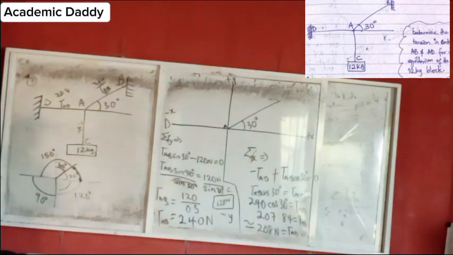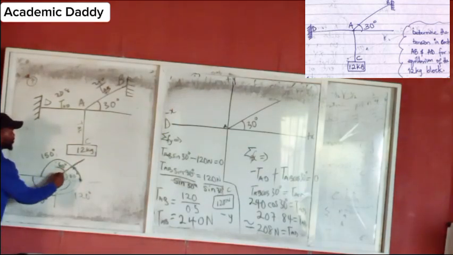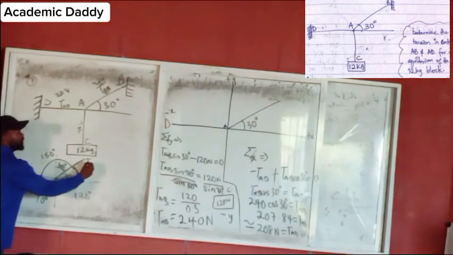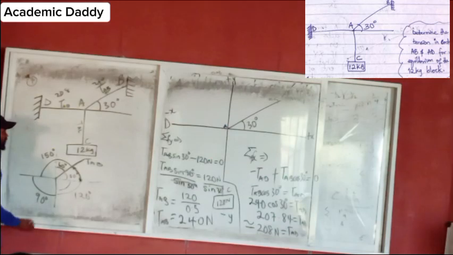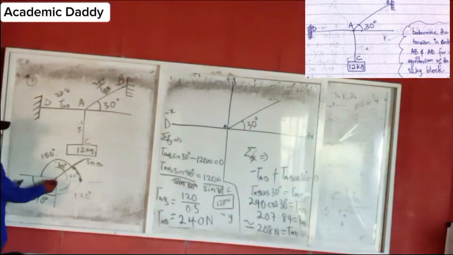Okay. Now see, this is the tension, this is the line that gives us TAB. Is it true? TAB. And notice that it is facing this angle. It's facing this angle.